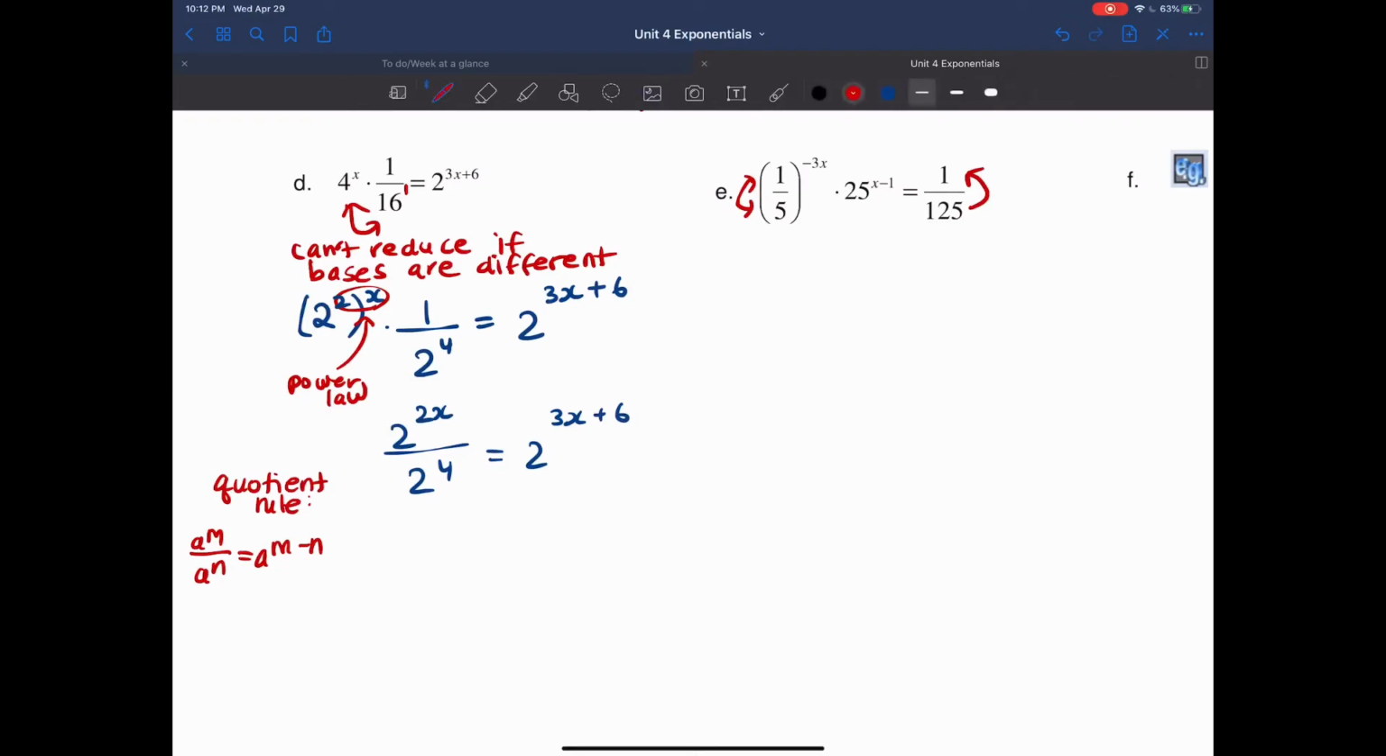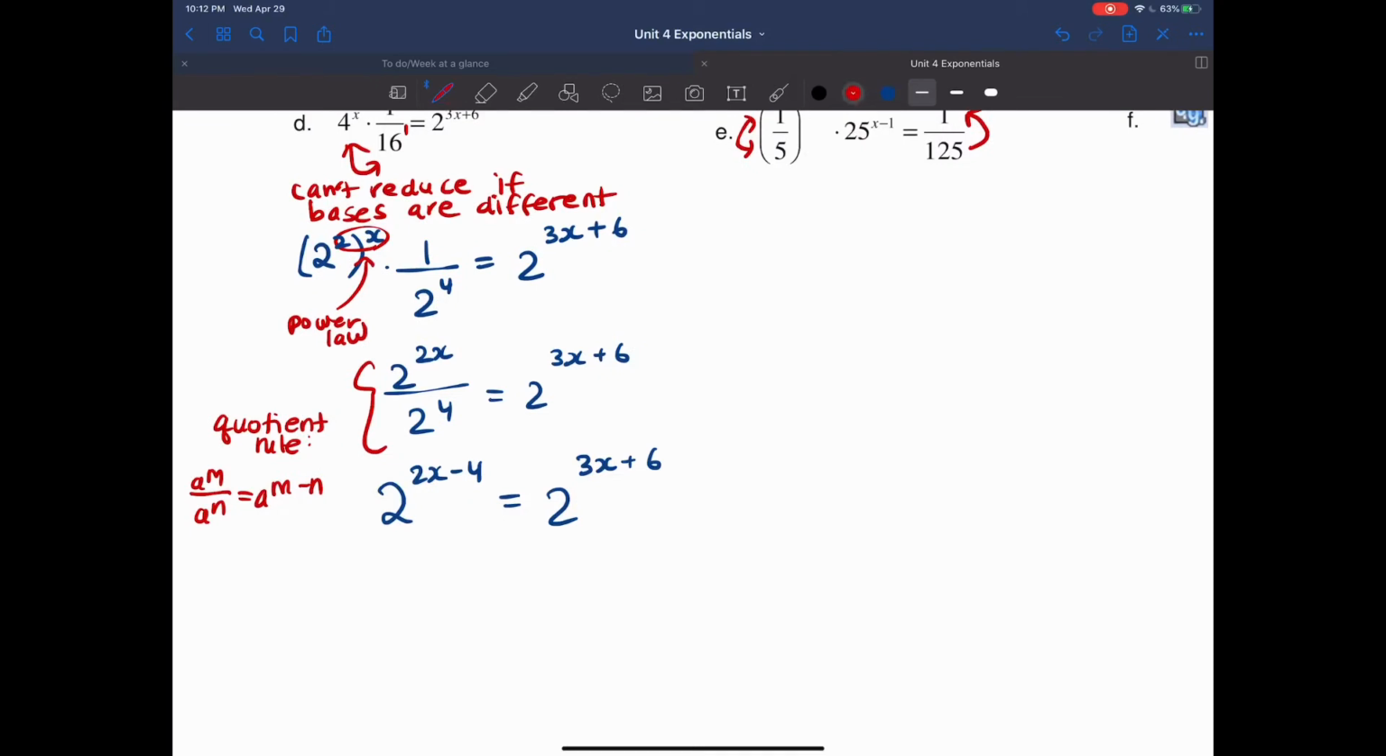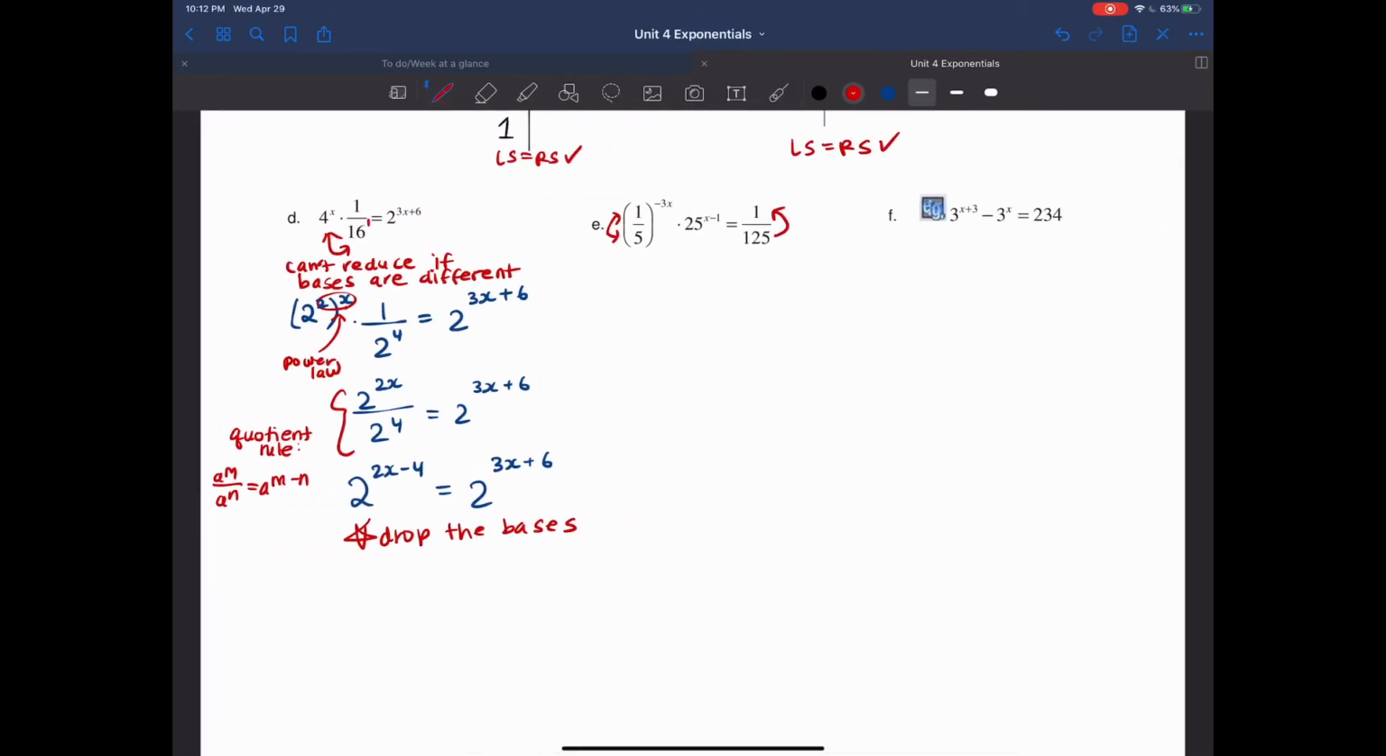And so what I mean is, well, with the 2, I want to use the quotient rule so that I can rewrite this as 2 to the exponent 2x minus 4 is equal to 2 to the exponent 3x plus 6. So what do you think I'm going to say? Drop the bases. Okay, you have one term equals another term, and the bases are equal, so I can drop the base. And I will get 2x minus 4 is equal to 3x plus 6.